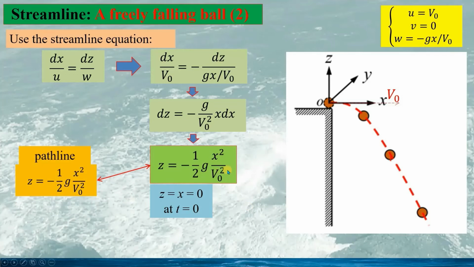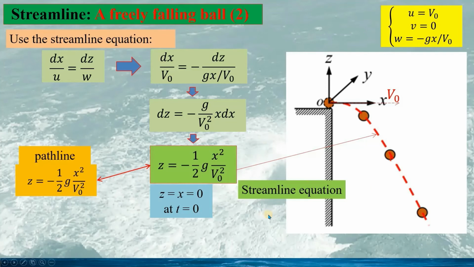So if we compare this streamline function to the pathline function we obtained in the previous slide, we can see the streamline function and the pathline function are exactly the same. So we draw the streamline, we have the line as this. So here we can see the ball motion is very similar to the fluid motion in a steady flow. So in this case, the pathline and the streamline would be the same.